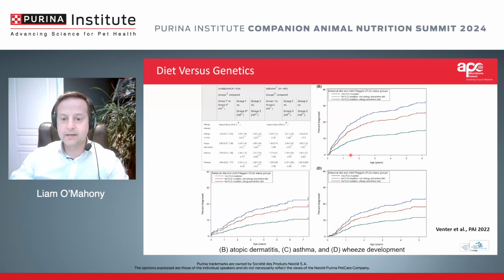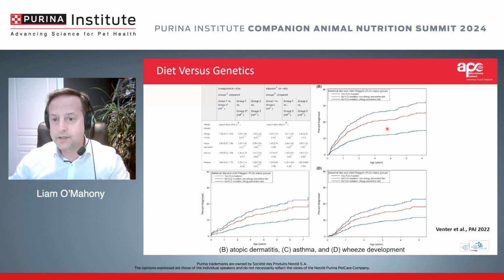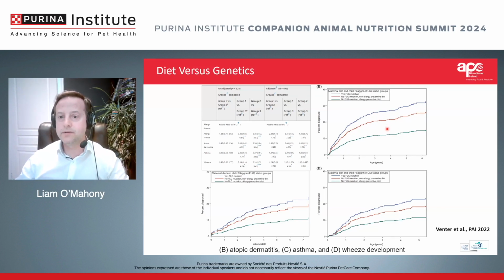And if we look here at atopic dermatitis, the top line is in those kids who have the filaggrin mutation, so they have the highest risk of atopic dermatitis. And then if you look at these two lines, you can see the kids who were on an allergy protective diet had a much lower level of atopic dermatitis. But those kids who didn't have a filaggrin mutation but were on a non-allergy protective diet, they actually had a much more similar rate of atopic dermatitis as those with a mutation that predisposes.